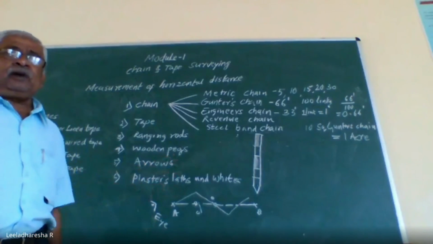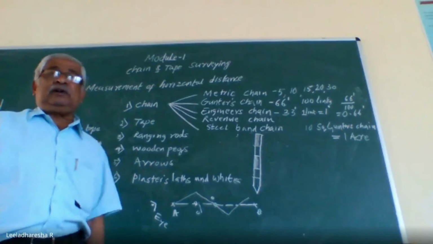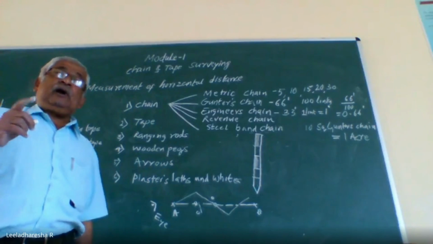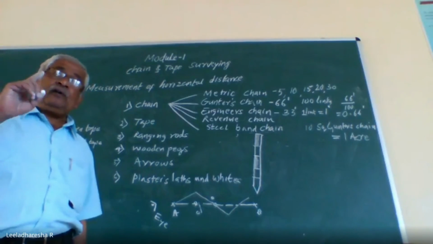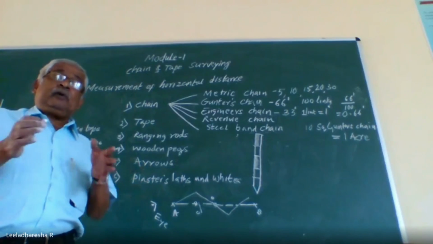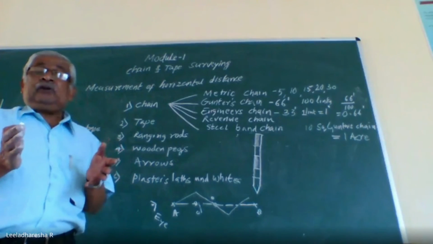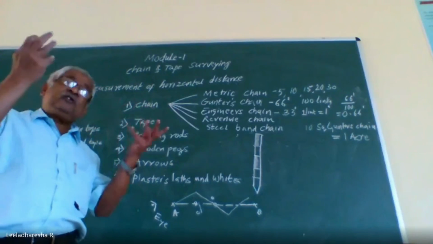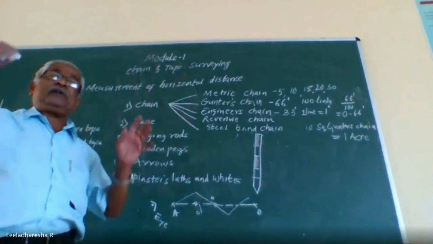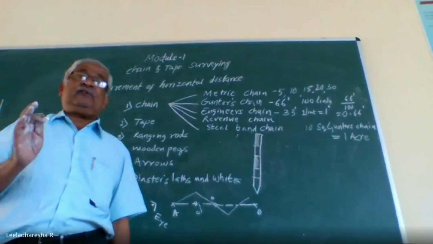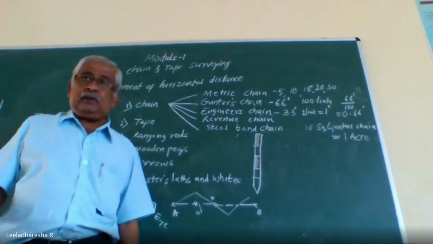Generally, ranging rods are available in lengths of 2 meters, 3 meters, 4 meters, and also 5 meters. Normally when you are working in a forest area, if you have only a 2 meter length ranging rod, it will not be seen at all because of bushes. So in such cases, we will be using a ranging rod of length 4 to 5 meters.